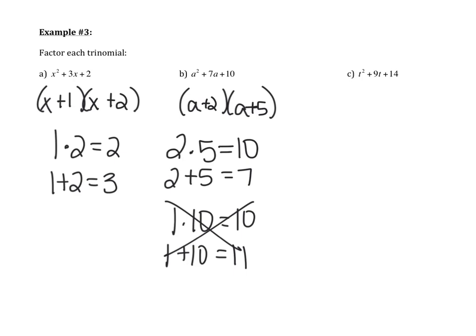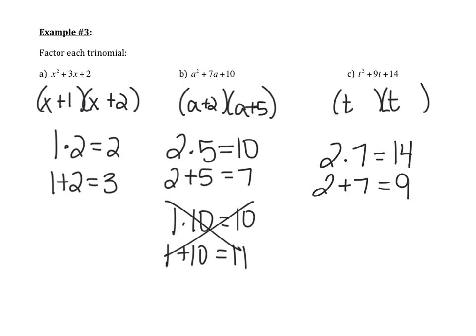Problem C, we have t squared plus 9t plus 14. So again, we break it down to 2 parentheses. Since the t squared is my first term, I'm going to put a t here and a t here. And I'm going to look for two numbers that multiply to give me 14 that add up to give me 9. So I'm thinking about the factors of 14, and I'm drawn to 2 times 7. 2 times 7 is 14, and 2 plus 7 is 9, just like we want.